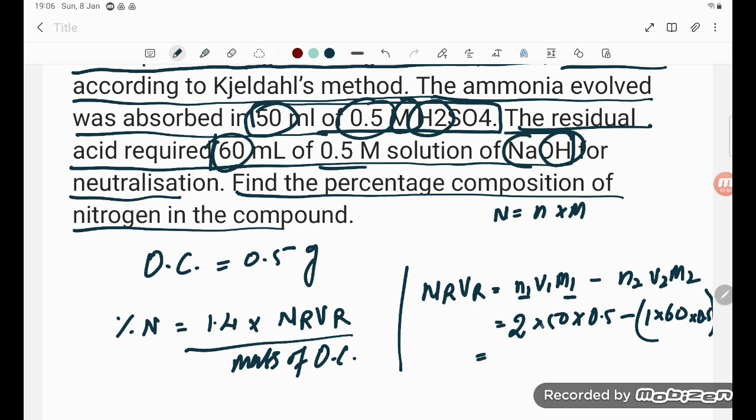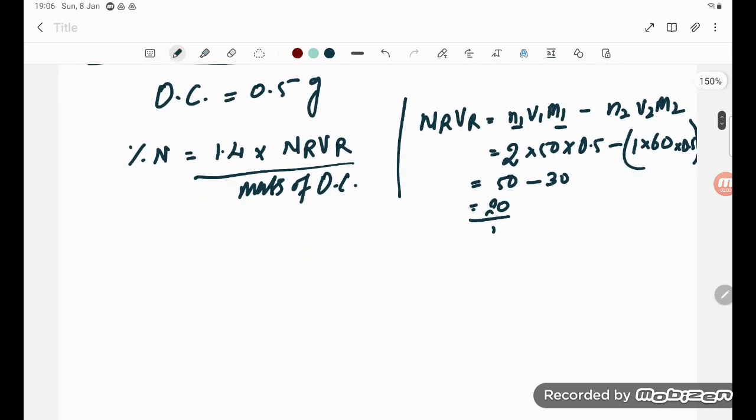Let us try to solve, student. How much is it coming, student? After multiplying, 50 is coming, student, 30. So it is coming how much, student? 20. Now place the value, student. Place the value here.